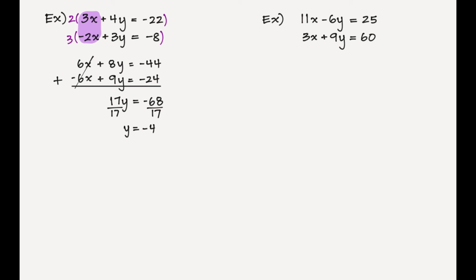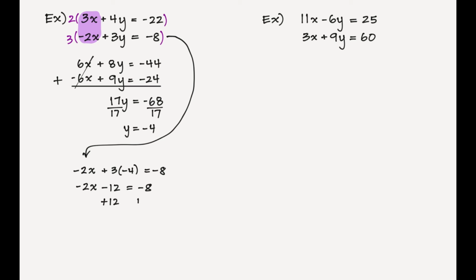And now, like I've been doing, I can pick either equation to plug it into, and I'm going to actually go all the way to the top, and I'm going to plug it into my original equation. So negative 2x plus 3 times negative 4 is equal to negative 8, and that's really minus 12. So I'm going to go ahead and add 12 to both sides. That leaves me with negative 2x is equal to positive 4. And I can divide both sides by negative 2, and I find that x is equal to negative 2. So here we go. Our solution then is negative 2 comma negative 4.